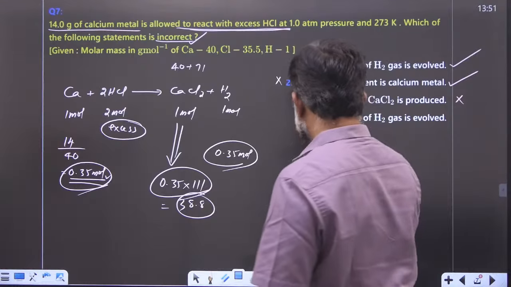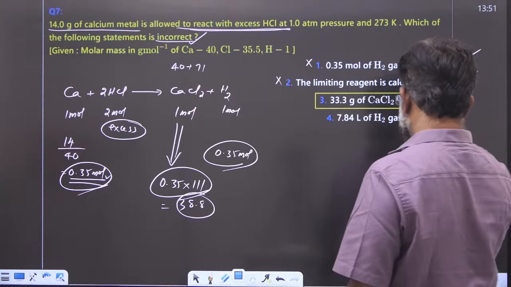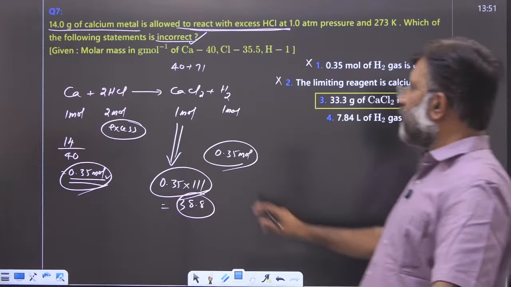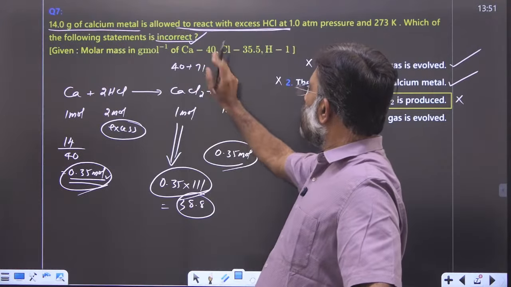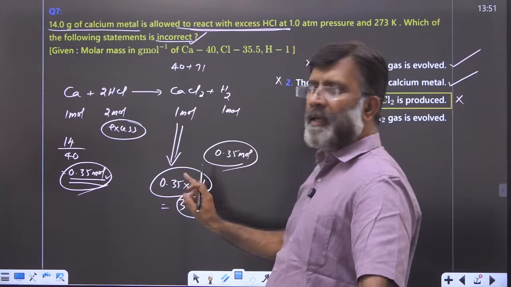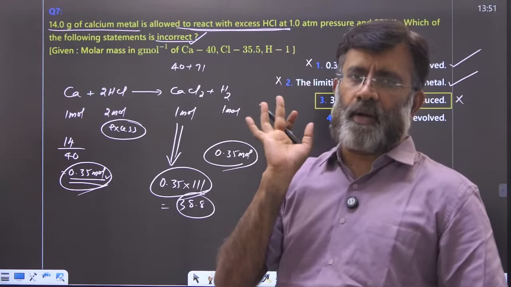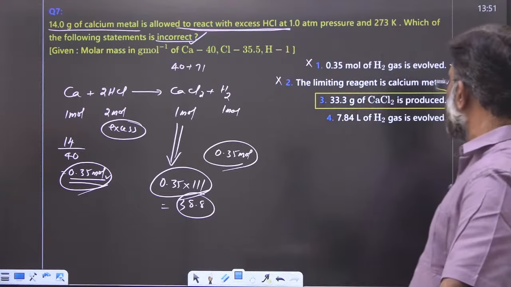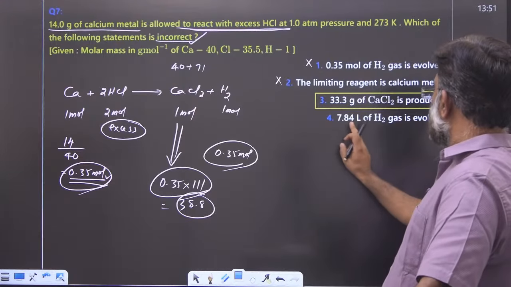This is wrong, and that is our answer. 33.3 gram calcium chloride is found incorrect. Molar mass of calcium chloride: calcium 40, chlorine 35.5 into 2 is 71. 111 is the molar mass of calcium chloride, into 0.35, right? That calculation is wrong.